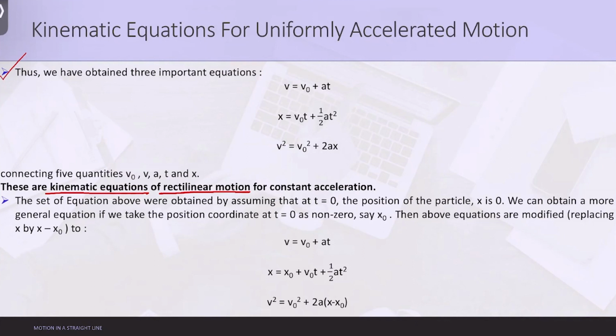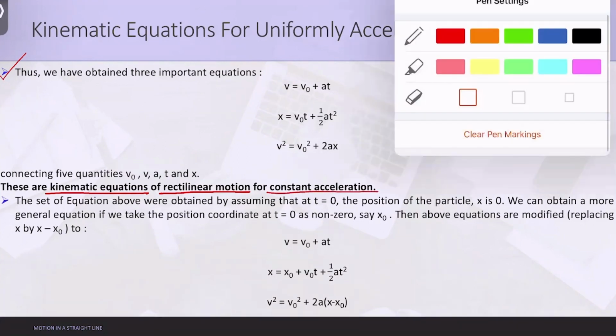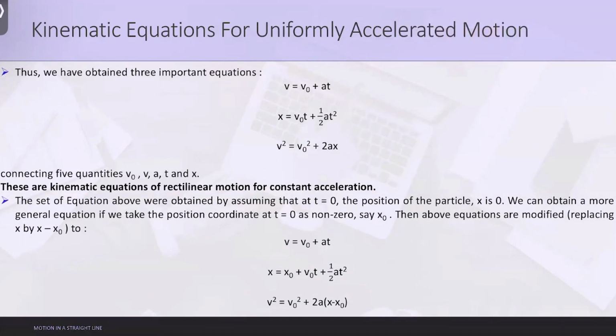Okay, for constant acceleration. Constant acceleration means that the value of a is constant. It is important to understand each and every word written so that everything will be clear when all these concepts come into picture. Okay, because there are several concepts to be understood in this complete physics of 11th and 12th. Okay, fine, let's move on.